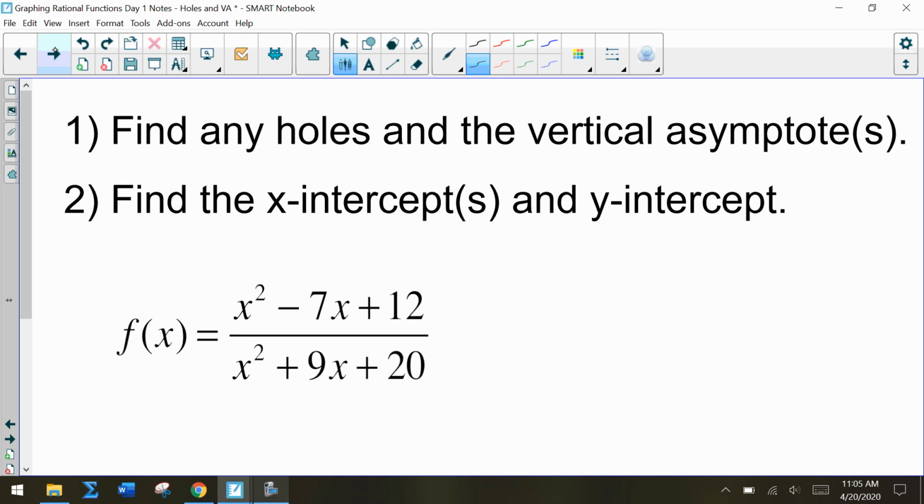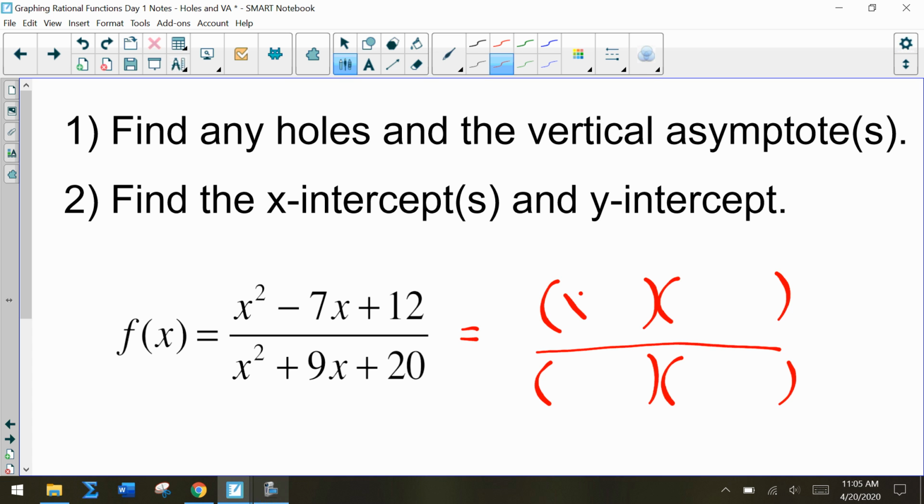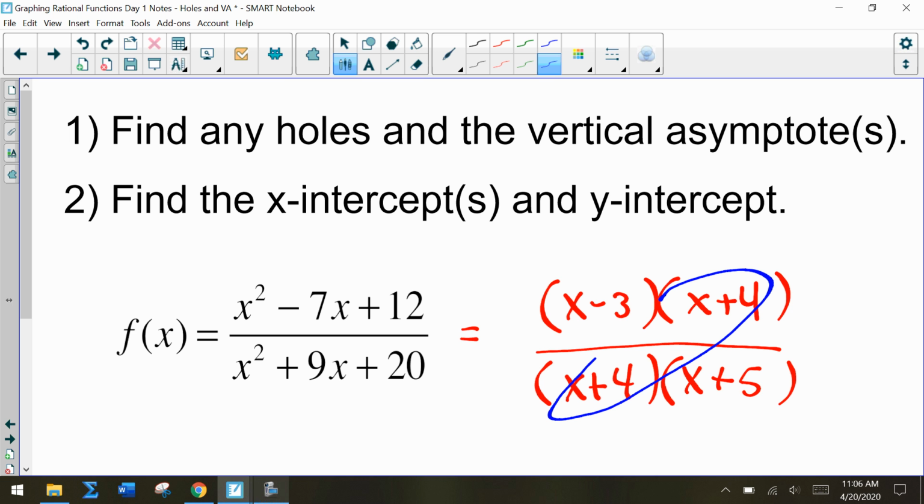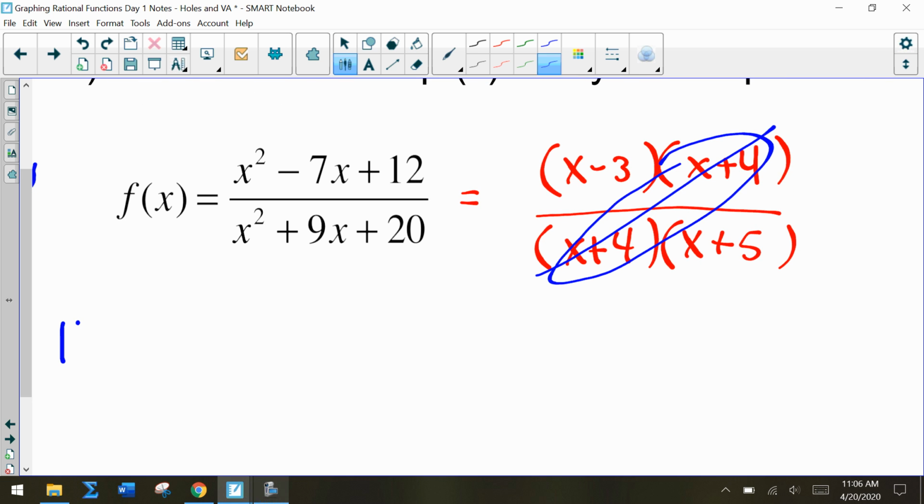Okay, so let's finish up with this problem here. We want to find holes and vertical asymptotes. So we first have to factor everything. So our numerator and our denominator. Notice how we have a common factor in our numerator and denominator. So we have a hole where x equals -4. So the reduced function is x minus 3 over x plus 5.